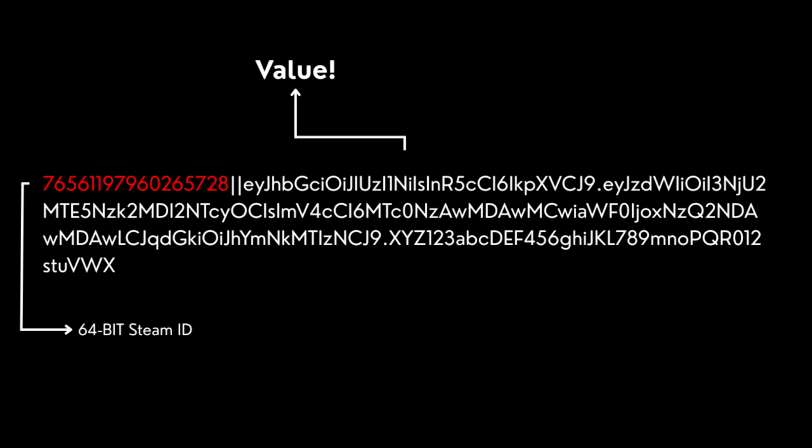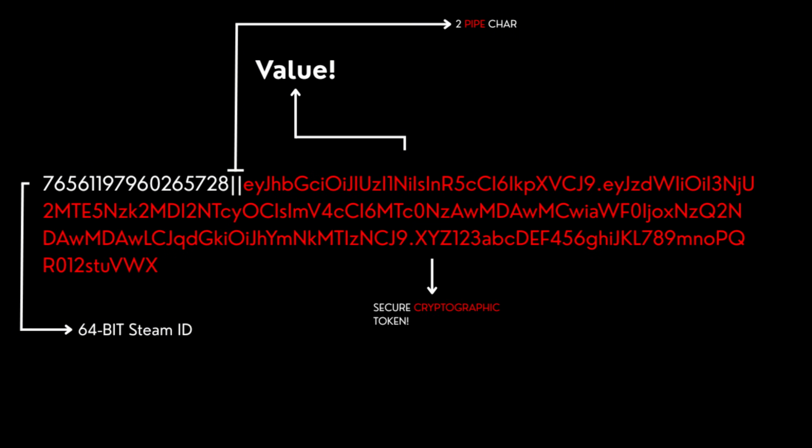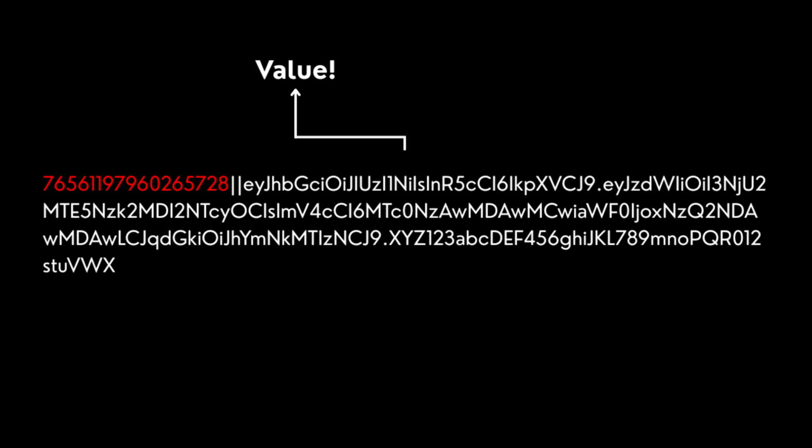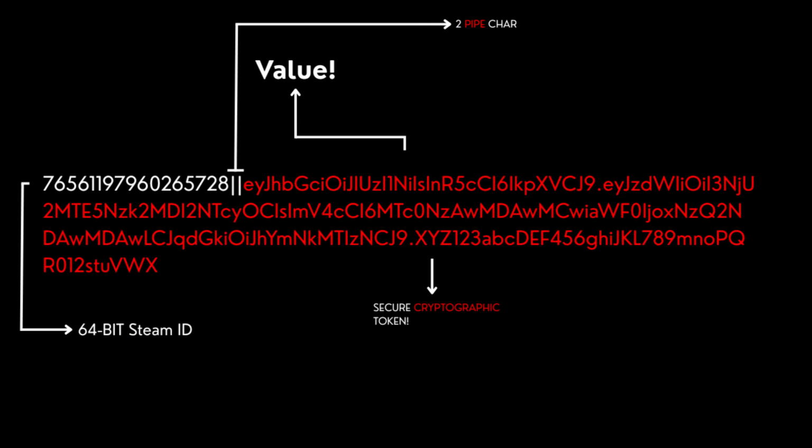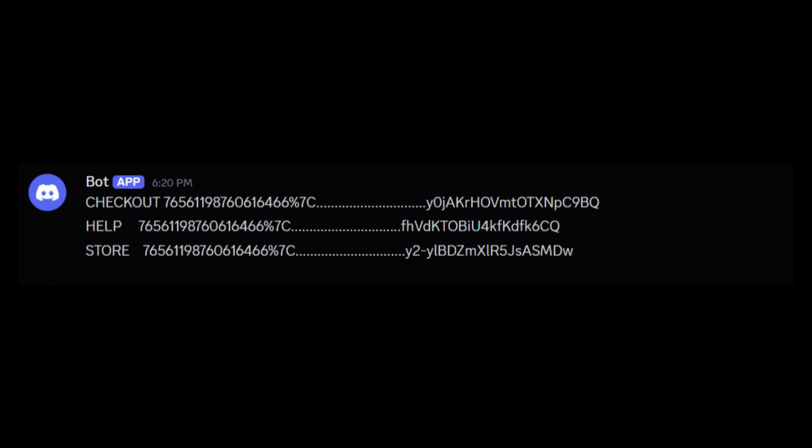It is public, so anyone can obtain it by visiting your profile. After the Steam ID, we have 2 pipe characters, which are mostly encoded, and after that, we have a very long, cryptographically random and secure token. Now, this is how Steam tokens look, but I also mentioned that they work a bit differently than Roblox and Discord tokens. Steam tokens are different for different subdomains and domains.